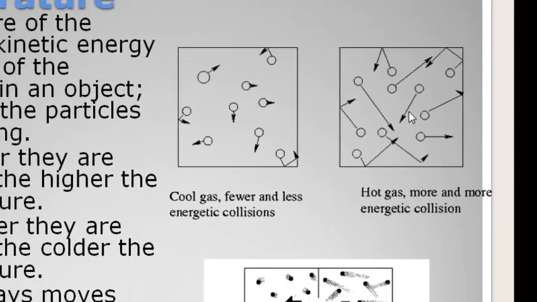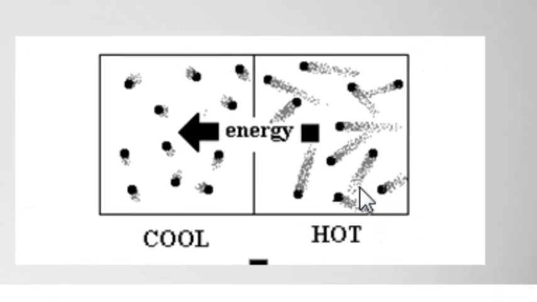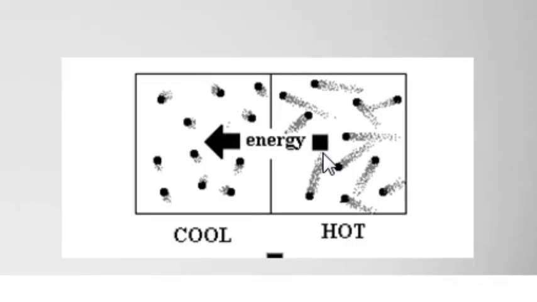hotter substance. Heat always moves from hot to cold. So in the picture on the bottom, you can see the direction that the heat energy is moving. And when there's kind of an evening out, when there's the same amount of hot and the same amount of cold in an area, we call that thermal equilibrium.